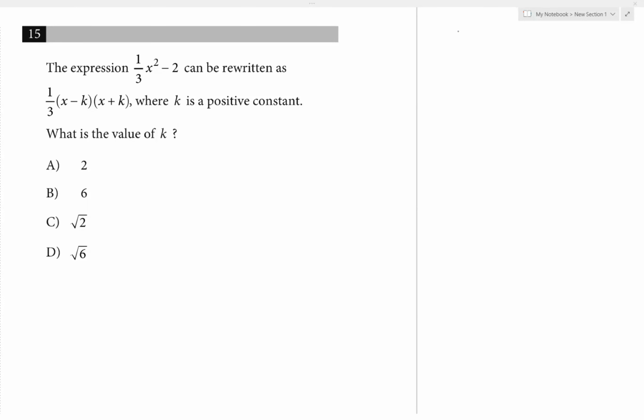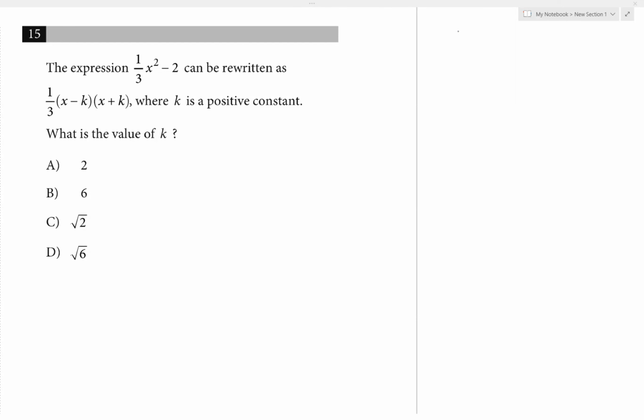All right, number 15. The expression 1/3 x squared minus 2 can be rewritten as 1/3 times (x minus k) times (x plus k), where k is a positive constant. What is the value of k? All right, so we're trying to solve for k here.